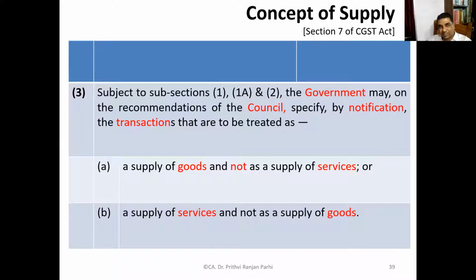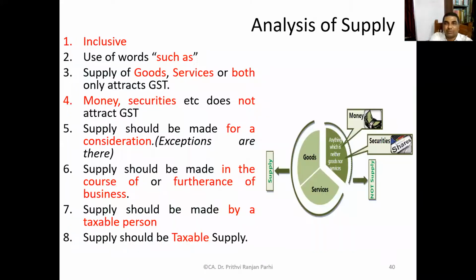If you look at subsection 3, it talks about how, subject to subsections 1 and 2, the government may, on recommendation of the council, specify by notification the transactions which are to be treated as supply of goods and not supply of services, or supply of services and not supply of goods. So the government can say this is supply of goods, not supply of services. Or the government can also say this is supply of services, not supply of goods.